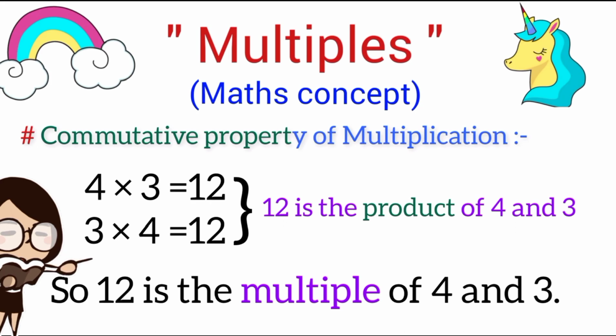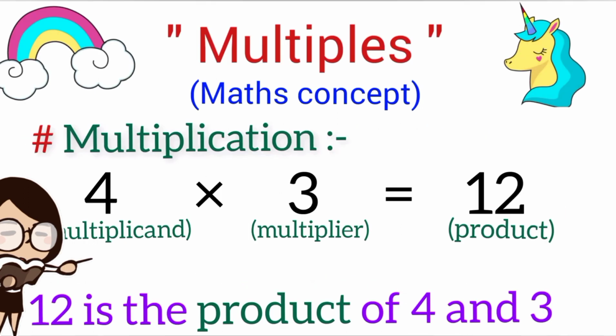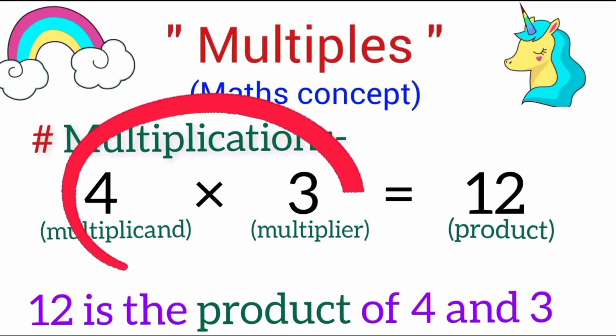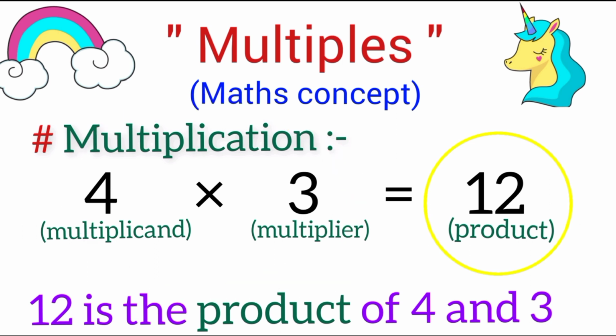12 is also called the product of the numbers 4 and 3. Because when you multiply any two numbers, the result of the multiplication is called the product. So 12 is the product of 4 and 3. In this example, 12 is the product of 4 and 3. The first number 4 is called the multiplicand, and the second number 3 is called the multiplier.